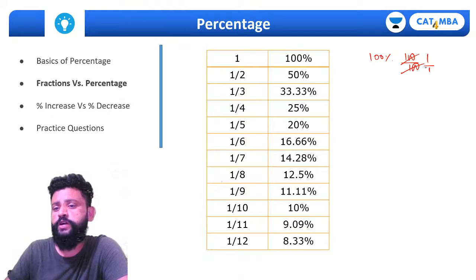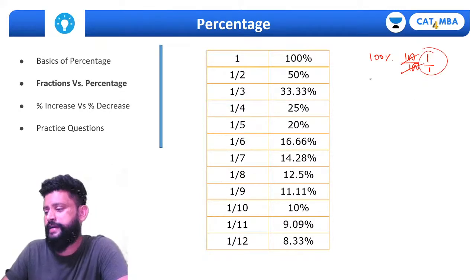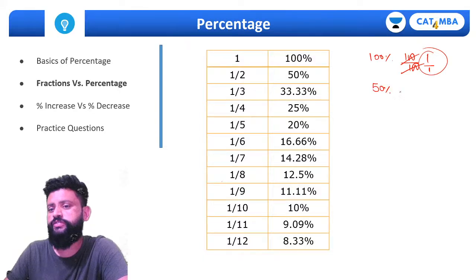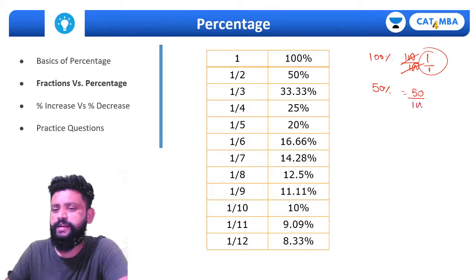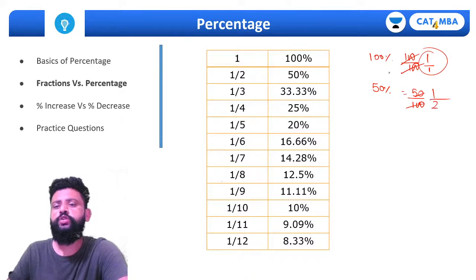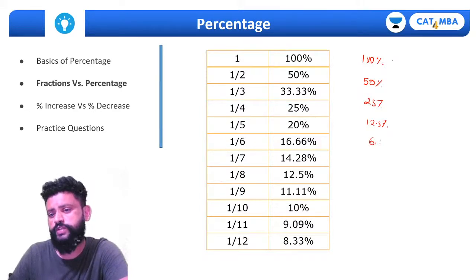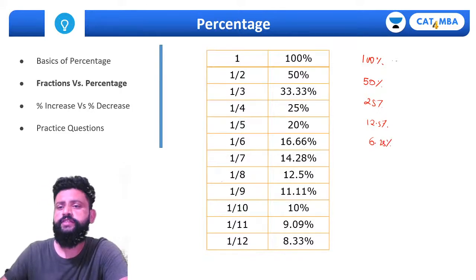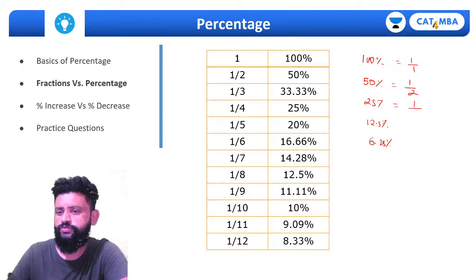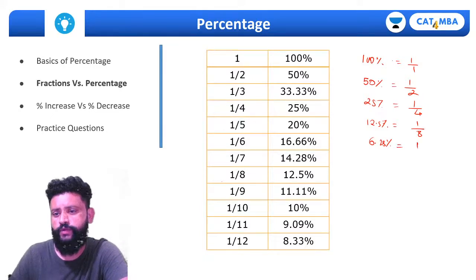So 100% is 100 upon 100. That's why the fraction is 1. And if you want to calculate the fraction for 50%, it's 50 out of 100. That comes out to be 1/2. Now how to remember this? You can just keep taking half. Half of 100% is 50%, half of 50% is 25%, half of 25% is 12.5%, half of 12.5% is 6.25%. So you can easily remember these fractions: 1/1, 50% is 1/2, 25% is 1/4, 12.5% will be 1/8 and 6.25% will be 1/16.